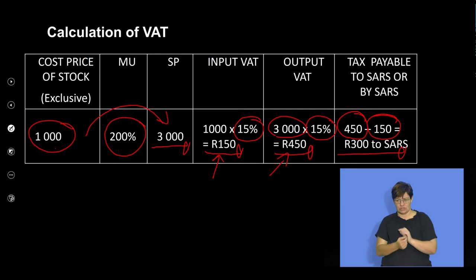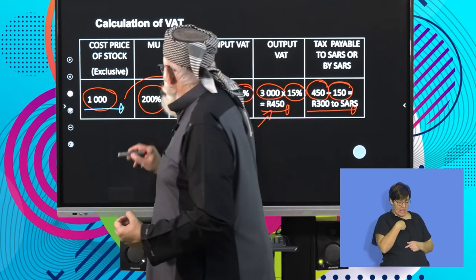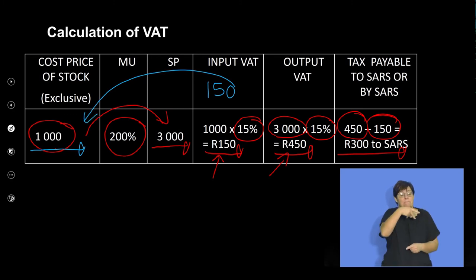So we said that when we as a consumer, as a VAT vendor, bought the goods, we paid 1,000 rand for those goods. The VAT on that 1,000 rand is the input VAT that we as the VAT vendor have paid. How much VAT did we pay on that amount? We paid an amount of 150 rand. Remember, it's based on that 1,000 rand. Then we marked up those goods by 200%. That was our markup policy. And we sold those goods at 3,000 rand.